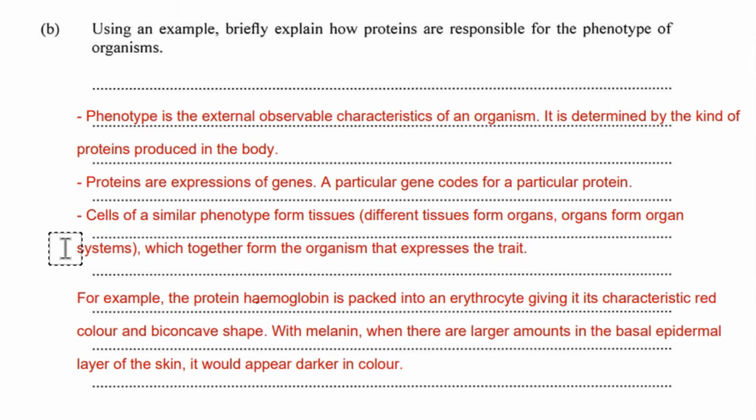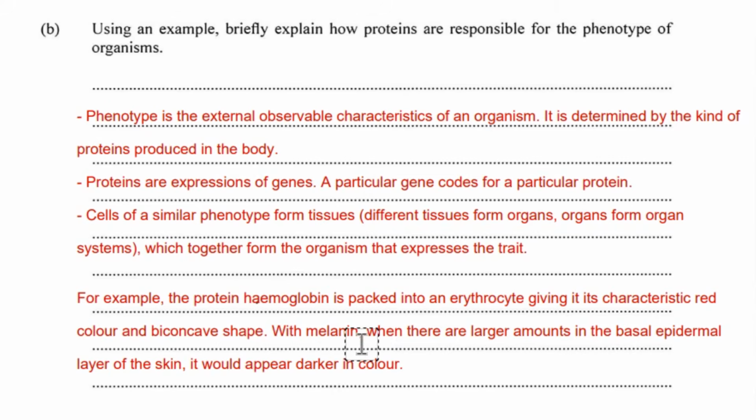So this is how proteins, for example, would be expressed in an organism, because those proteins will be found in cells. Those cells make tissues. Tissues make organs. For example, the organ would be the skin in terms of melanin, and those organs come together to form an organism. So I give two examples here. The protein hemoglobin is packed into the erythrocyte as a red blood cell, giving it its characteristic red color and biconcave shape. With melanin, when there are larger amounts in the basal epidermal layer of the skin, it would appear darker in color.